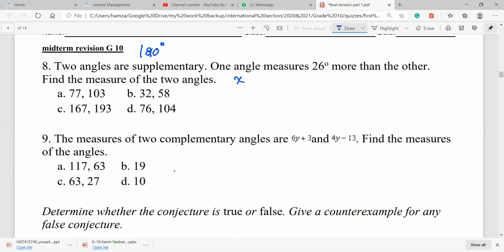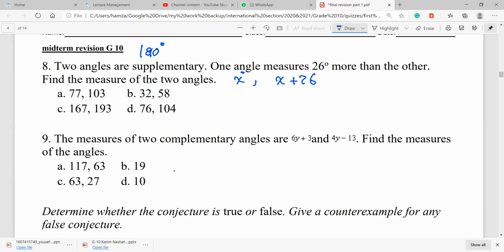So the first angle will be x. First angle, I don't know it, so I'll name it. It's x degrees. The second one is 26 more than it. So the second one will be x plus what? Plus 26. So this is the two angles. The first angle is x, and the second one will be 26 more than it.